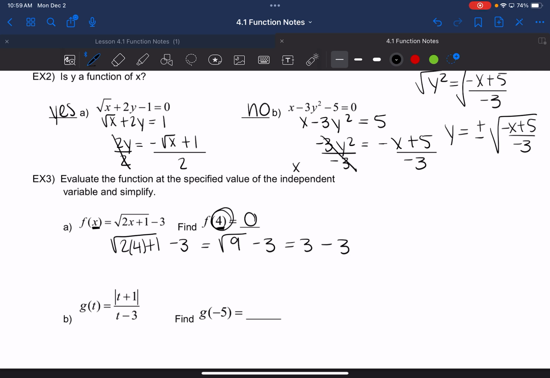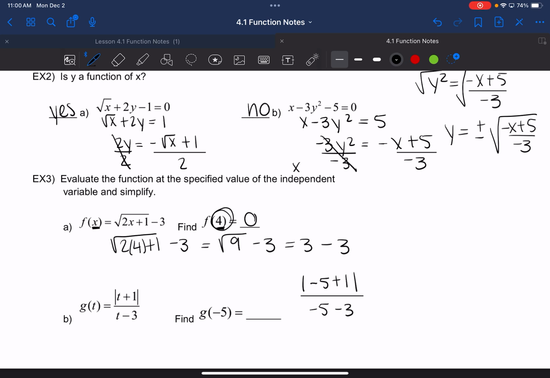For part B, this one says g of t equals the absolute value of t plus 1 over t minus 3. They want us to find g of negative 5. So what should I do? Plug in what? Negative 5. Okay, so I'm going to have the absolute value of negative 5 plus 1 over negative 5 minus 3, right?